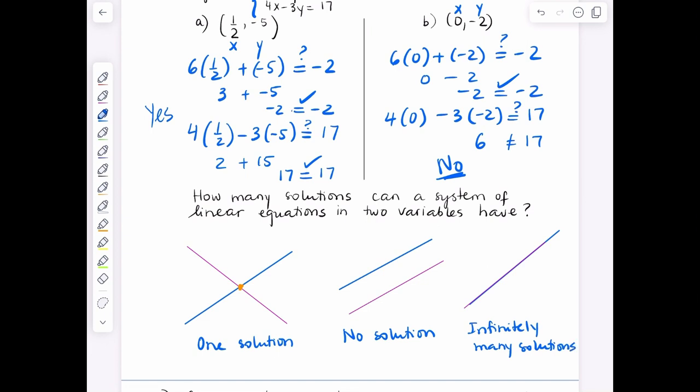Okay, so we do have terms for these scenarios. If there is one solution, then you call the system independent. If there's no solution, then we say that the system is inconsistent. And if there are infinitely many solutions, then we say that the system is dependent.